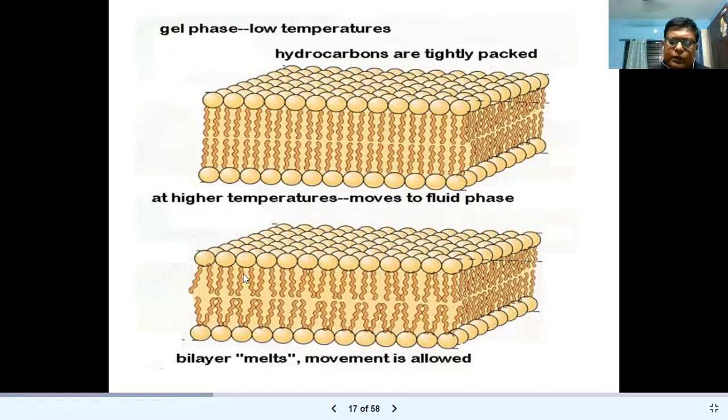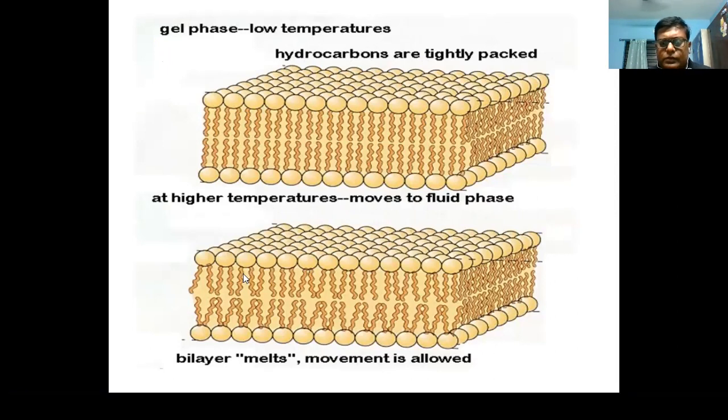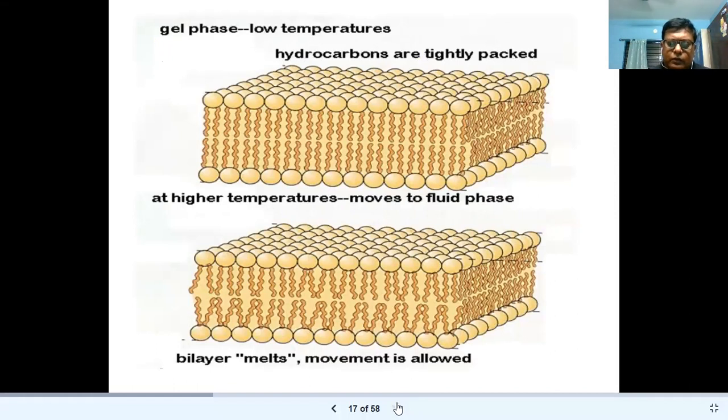At higher temperature, external energy is supplied from an external source, and the phospholipid molecules are getting energy, they are excited, and they have increased their motion. So this is a Brownian movement-like motion increase. So intermolecular distance is increased. So the lipid bilayer melts and movement is allowed. So these are the two phases. One is the gel phase at low temperature, and the other is the melting phase at higher temperature. It occurs at normal human temperature, more or less 37 degrees centigrade.